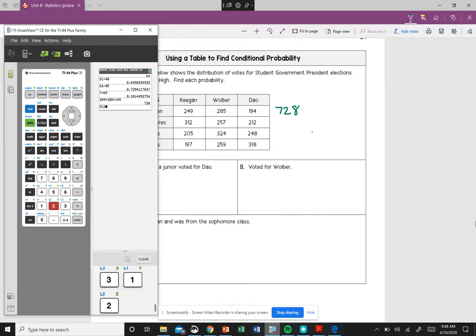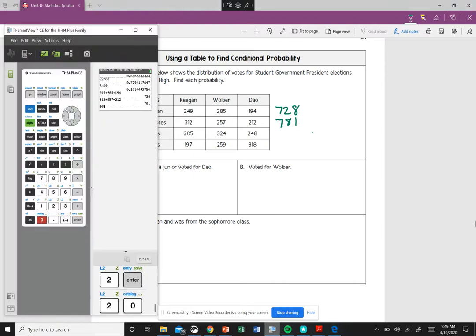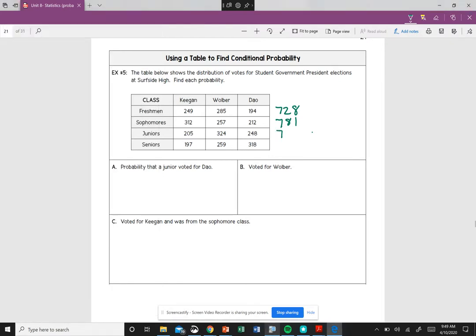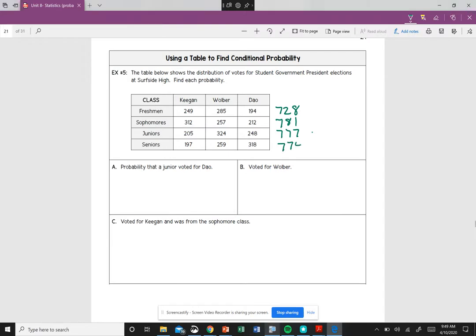And then I do 312 plus 257 plus 212. And I get 781 sophomores. And then I do 205 plus 324 plus 248. I get 777. Yep. Juniors. And then I'm going to do 197 plus 259 plus 318. And I get 774 seniors. Okay, let's see what they voted for now.